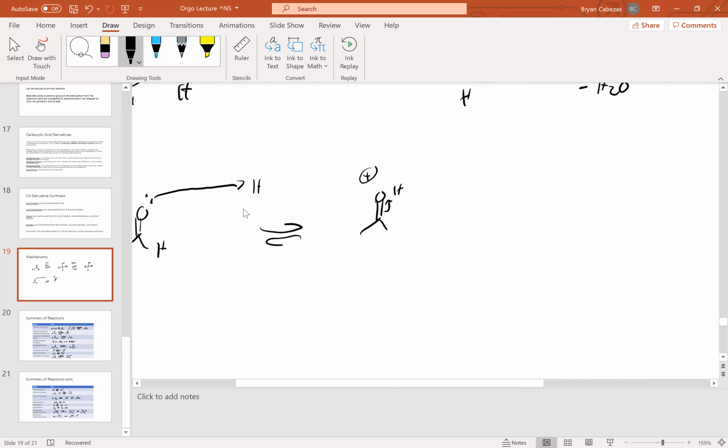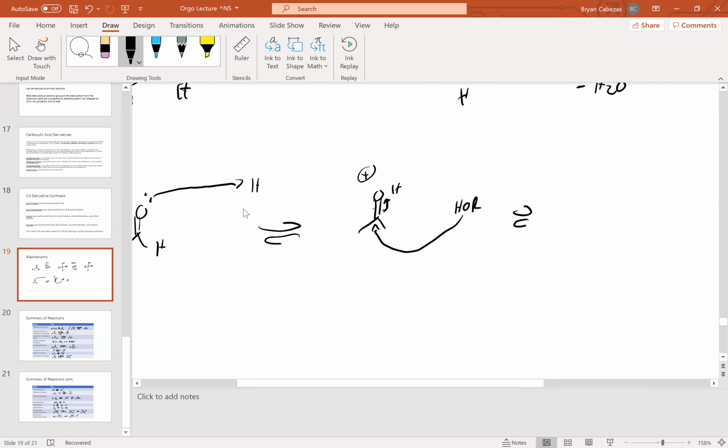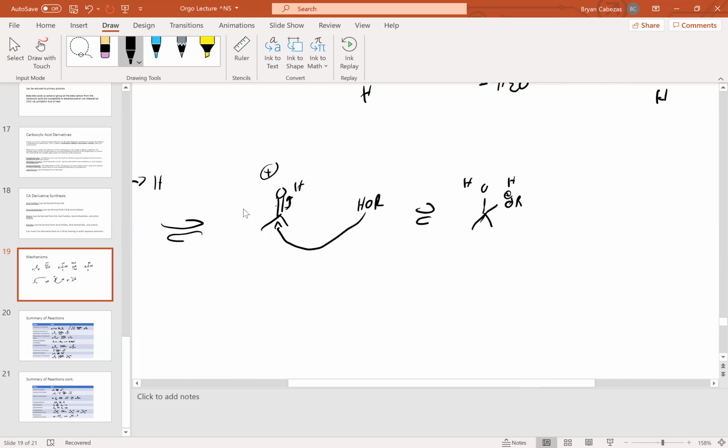Once we protonate our oxygen group, we're going to have a very, very electrophilic carbonyl carbon, and thus our alcohol group is able to attack. And then the pi bond is going to go up like such. Once we have this, we're going to have the formation of what seems like it's going to be a hemiacetal. The only thing that's missing is to remove the hydrogen off of the OR group.